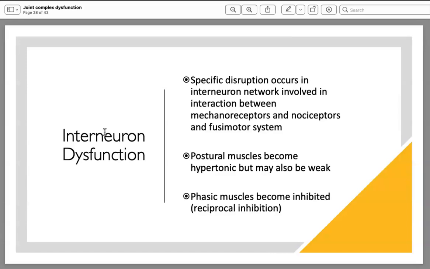Our postural muscles can become hypertonic, but they can also become weak. Remember, hypertonicity is not linked to strength. Hypertonic tissue can also be weak. And our phasic muscles can become inhibited over time just from a compensatory mechanism. This reciprocal inhibition is not what we're talking about in regards to treatment. We're talking about reciprocal inhibition in regards to compensatory patterns. So compensation mechanisms, not treatment modality.